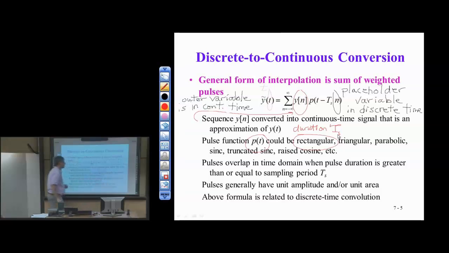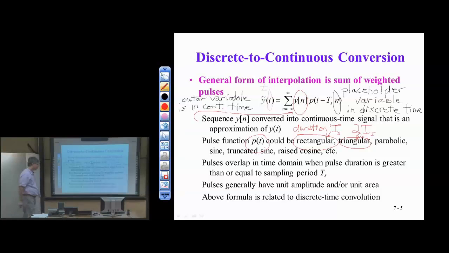The triangular pulse, what do you think that duration is? How many samples do I have to keep in memory? The triangular pulse is the linear interpolation case. Drawing lines. 2. So I have to keep track of the current sample and the previous sample, and I connect the dots. So its width is 2TS. So TS for rectangular, 2 times TS for triangular.